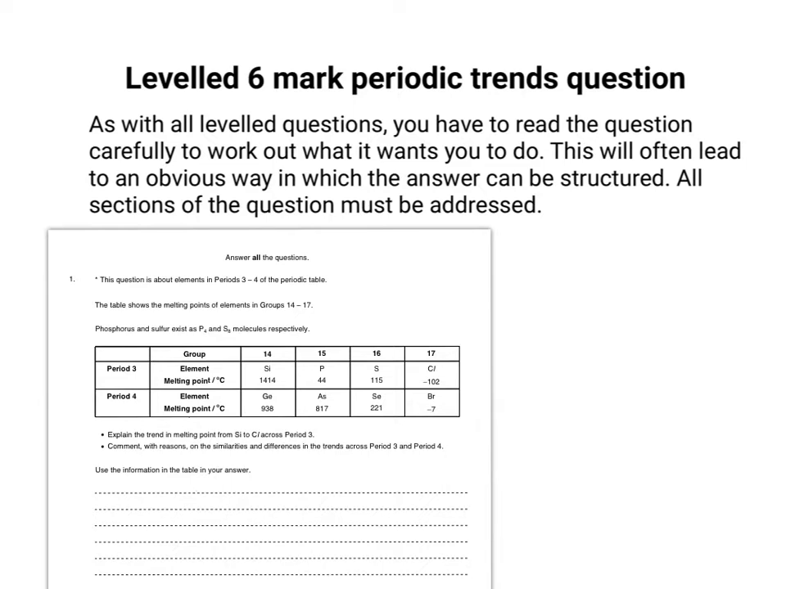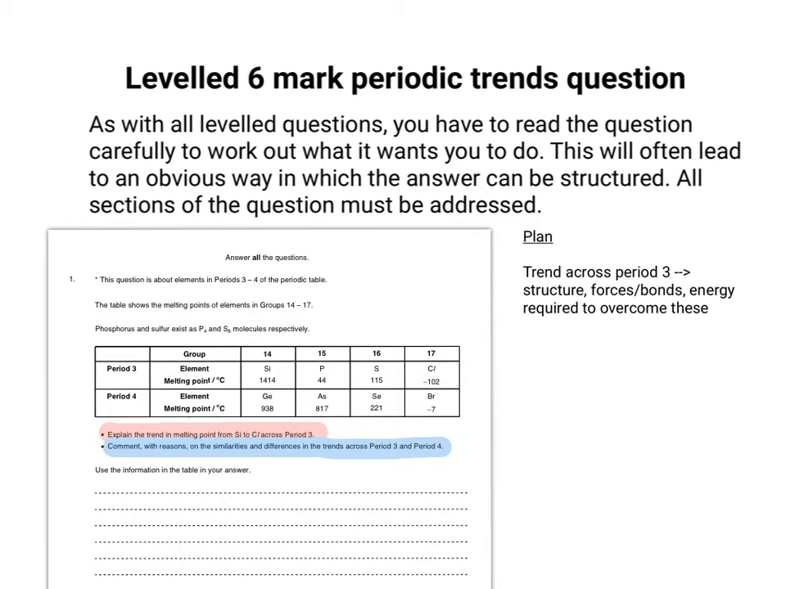So the question is about elements in period 3 and 4 of the periodic table, and it says the table shows the melting points of elements in groups 14 to 17. We know them as groups 4 to 7. And it says explain the trend in melting point from silicon to chlorine across period 3, and comment with reasons on the similarities and differences in the trends across period 3 and 4.